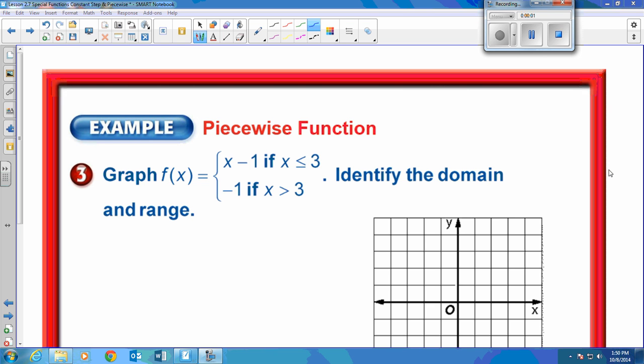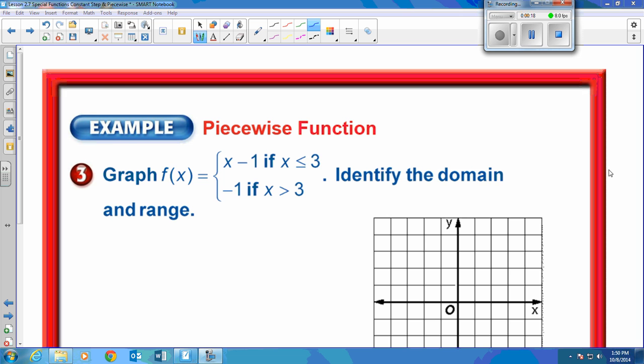The first one is f of x equals x minus 1, but only if x is less than or equal to 3. And f of x will equal negative 1, but only if x is greater than 3. So I'm going to graph the piece of each function.